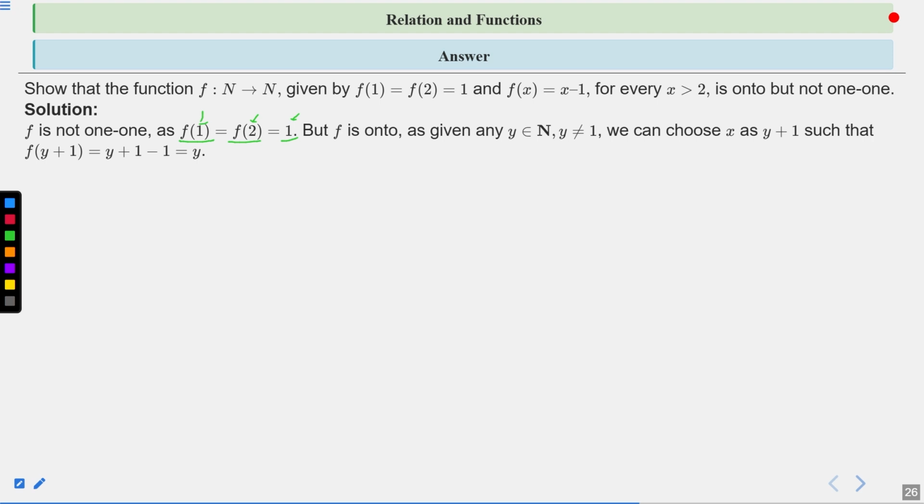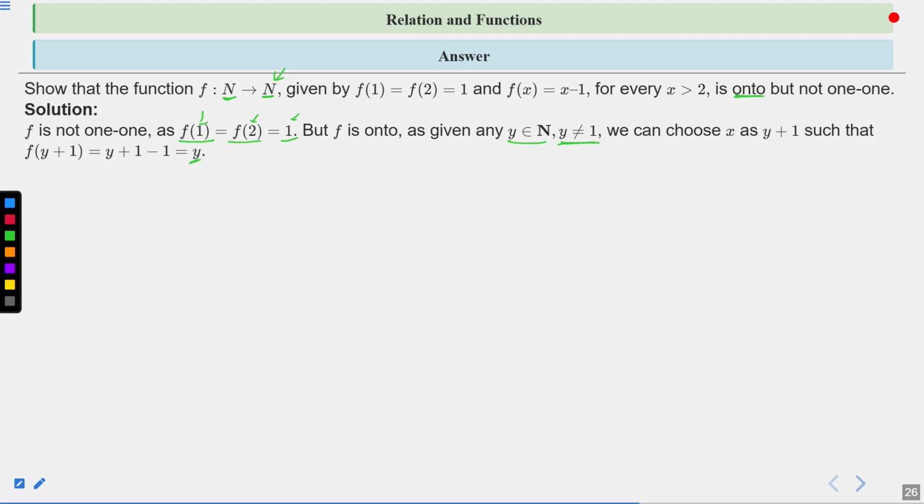Now for onto. We have to show that if you pick any natural number from the codomain set, it must be associated to some natural number in the domain set. Let's see. So pick any y from the codomain, natural numbers. Obviously, we do not want y to be 1, so y cannot be 1. Clear? We can choose x as y plus 1 such that f of y plus 1 is equal to y.